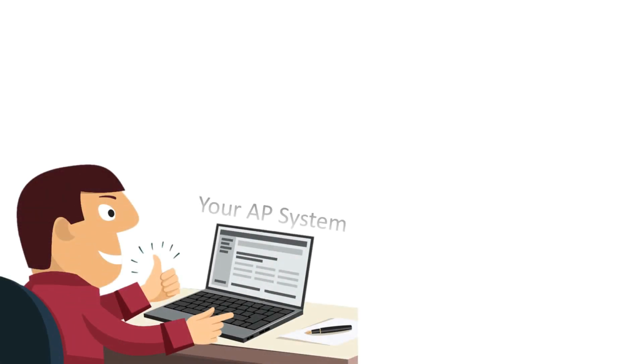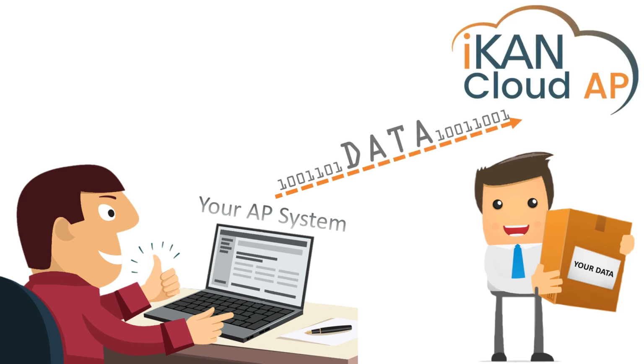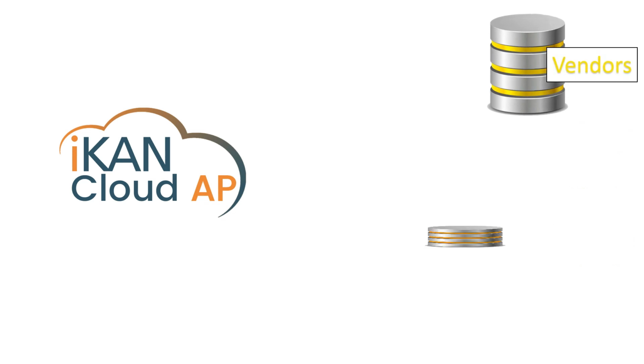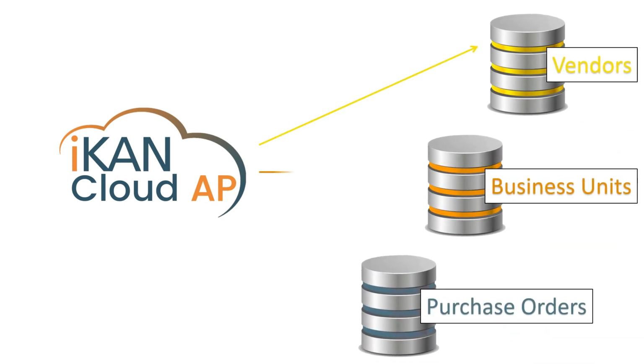Before you begin using the system, you'll need to provide data from your AP software. The information will allow the system to validate the vendor, business unit and purchase order information captured from the invoices. Now everything is ready, you can begin to get your invoices into the system.